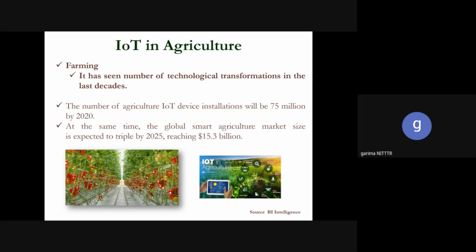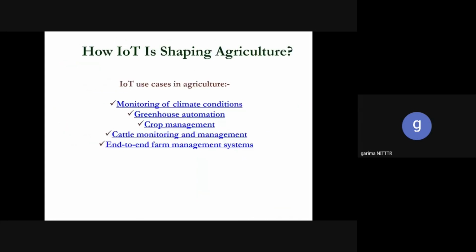Similarly, some part of IoT is going to be utilized in agriculture, where we're expecting a $15.3 billion market. Then we have different applications and use cases in agriculture also: monitoring of climate conditions, greenhouse automation, crop management, cattle monitoring, end-to-end farm management systems, etc. All these are available with this particular part.